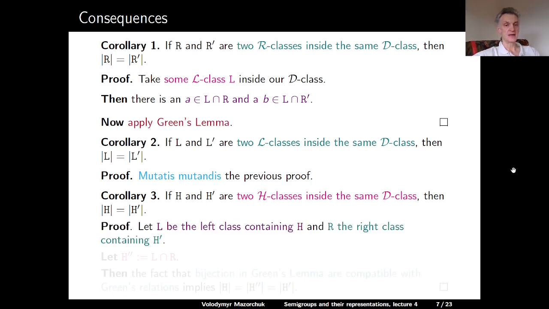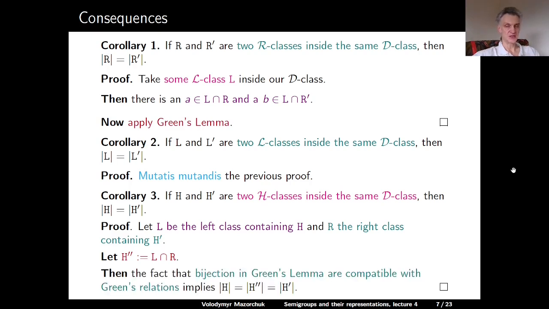Proof. Let L be the left class containing H and R be the right class containing H prime. Then they have a non-trivial intersection, and that intersection will be an H class, so let's denote it by H2 prime. Then the fact that the bijections in Green's lemma are compatible with Green's relations implies that on the one hand the cardinality of H is equal to the cardinality of H2 prime, and on the other hand the cardinality of H2 prime is equal to the cardinality of H prime. And this implies our corollary.